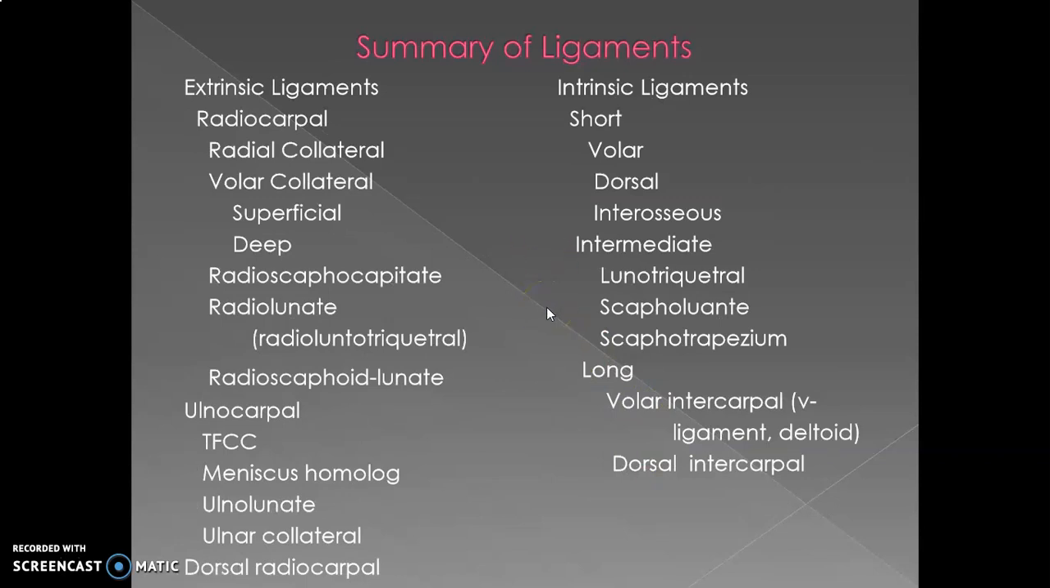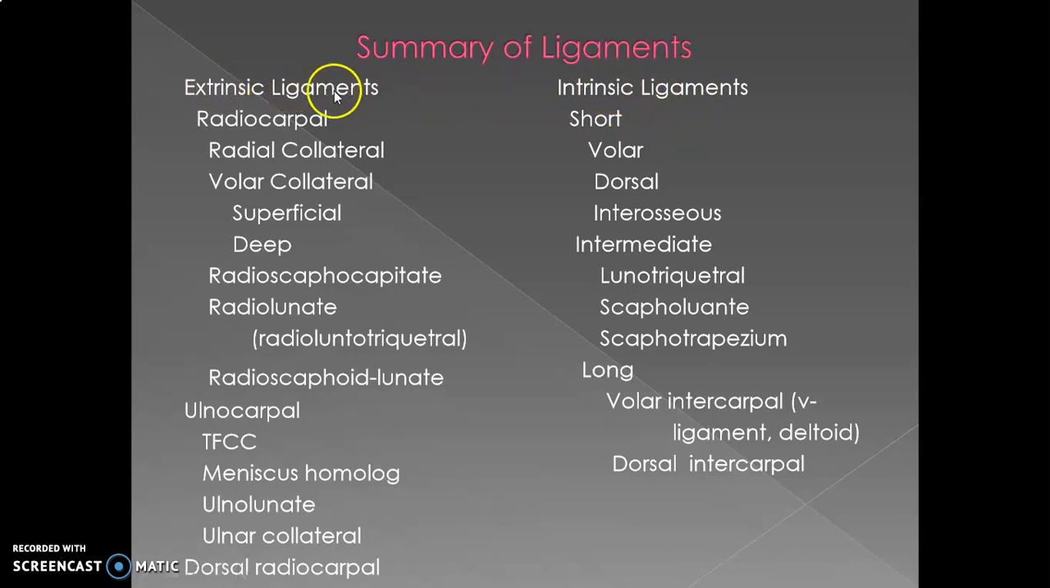So now we'll summarize the ligaments together, the ligaments of the wrist, that is the midcarpal joint structure. We will divide them into extrinsic and intrinsic ligaments. Extrinsic ligaments are ligaments attaching from the radius or ulna to the carpal bones, or the carpal bones to the metacarpal bones. Intrinsic ligaments are the ligaments with attachment only between the carpal bones.